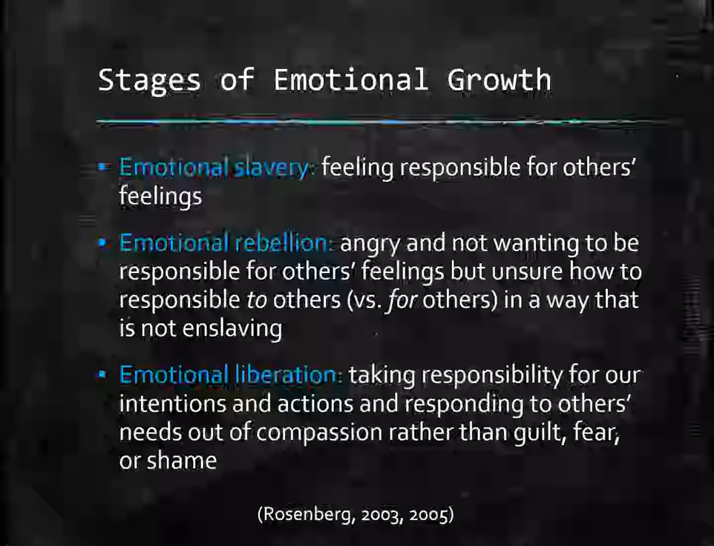The next stage that Rosenberg talks about, he actually calls this obnoxiousness, and to me that didn't seem very nonviolent communication congruent, so I've changed it to emotional rebellion. But what Rosenberg's talking about here is when people get to a stage where they feel angry and they don't want to be responsible for others' feelings, but they're not quite sure yet how to be responsible to others rather than for others in a way that doesn't feel enslaving, right? So they have the awareness that there are other coping strategies available, but they're not really skilled in it yet. And then the last stage that Rosenberg talks about is emotional liberation.